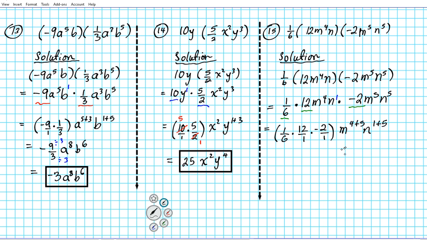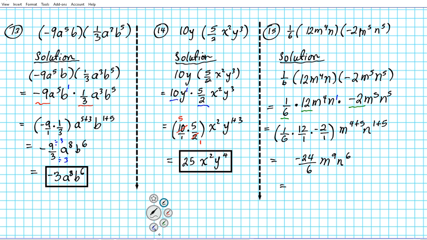Okay? All right, so here what do we have? We can reduce and multiply, or multiply and reduce, the same thing. So let's try multiplying and reducing here, okay? So 1 times 12 times negative 2 is negative 24. So we have negative 24 over 6 times 1 is just 6. M raised to the 9th power, n raised to the 6th power. Okay? We can simplify further.